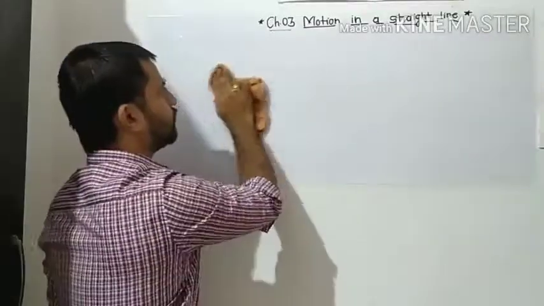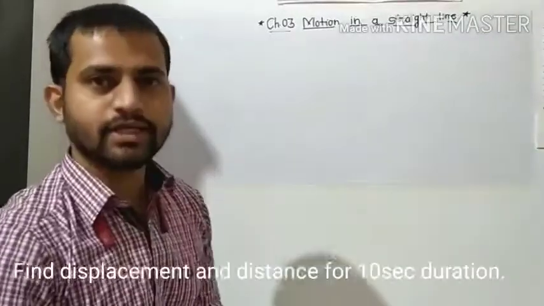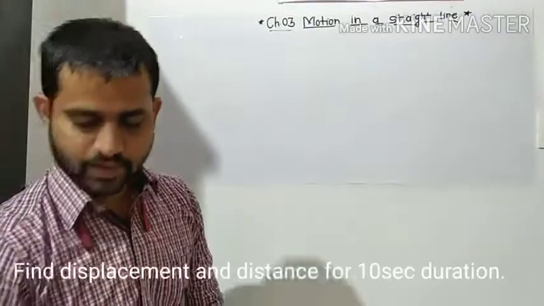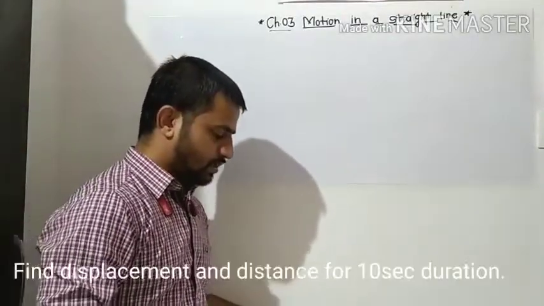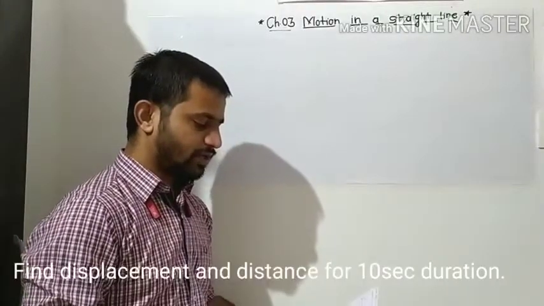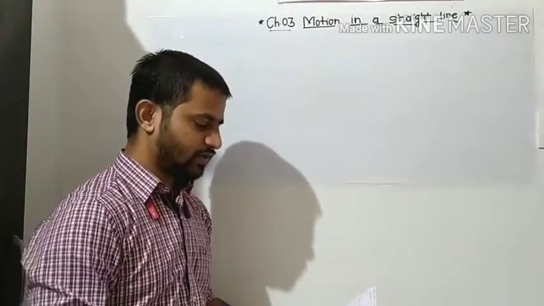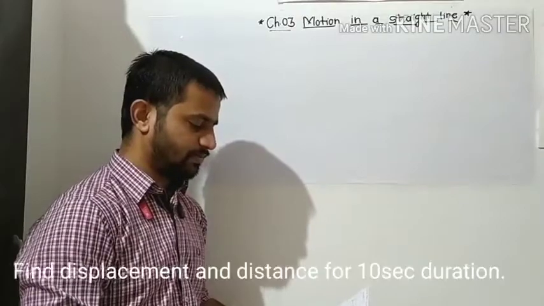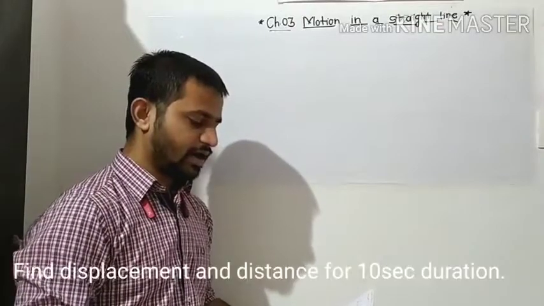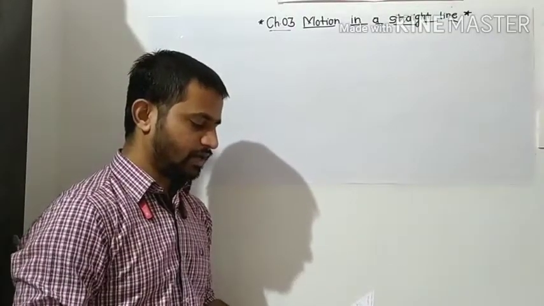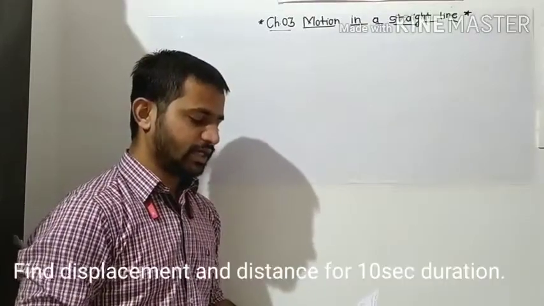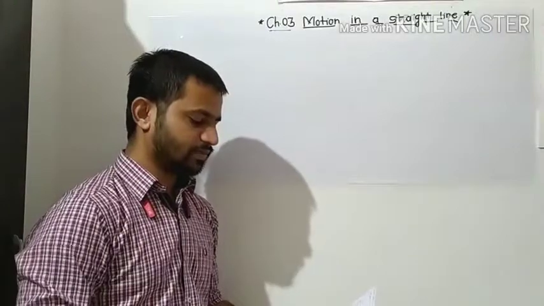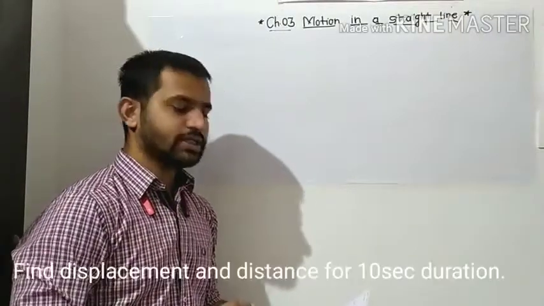First of all, we have to draw the diagram based on those conditions. The problem is: a car accelerates from rest at a constant rate alpha for some time, after which it retards at the rate beta and comes to rest. Evaluate the maximum velocity and the distance traveled. The total time elapsed is t seconds.